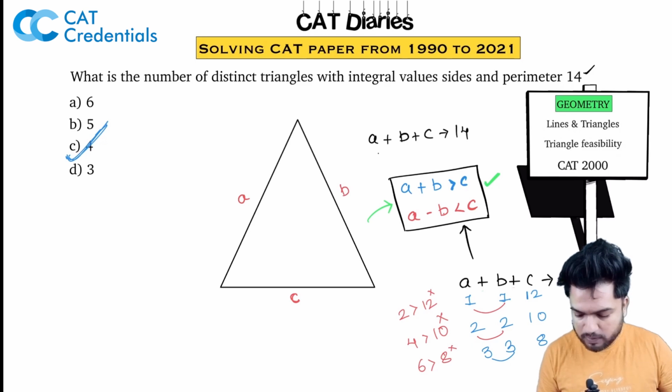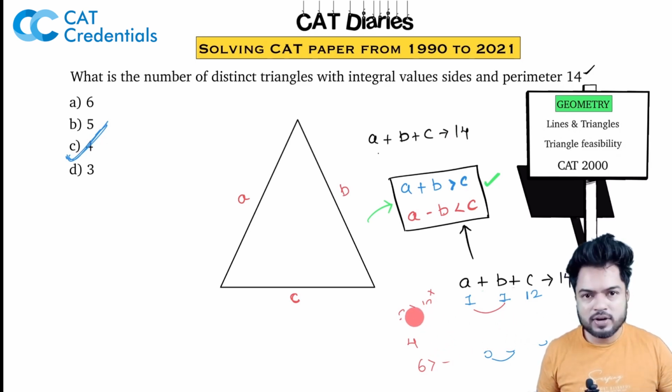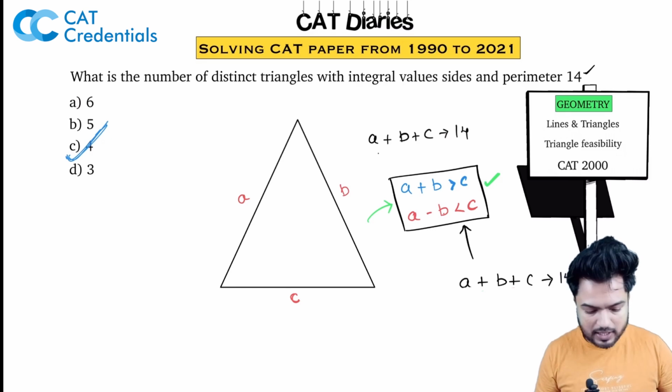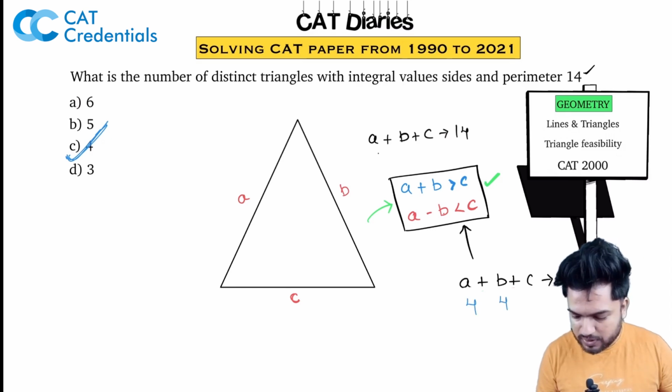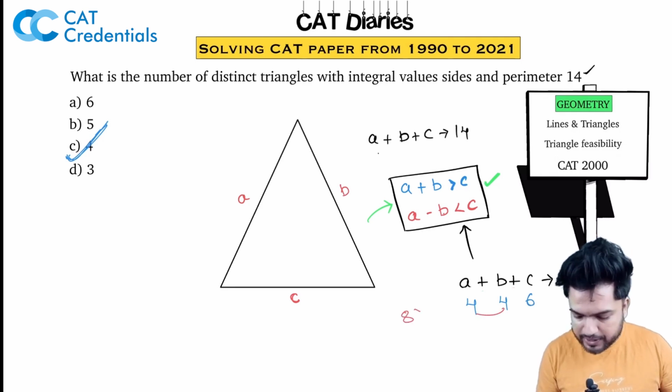No, not possible. This gives me a hint, which I'll do in my mind and not write here, that I should ideally start with 4, 4, because then only can the sum of the two be greater than the third. So let's start with this. If one of the sides is 4 and the other is 4, this becomes 8. So the third has to be 6. Now check the sum of the two. 8 is greater than 6.